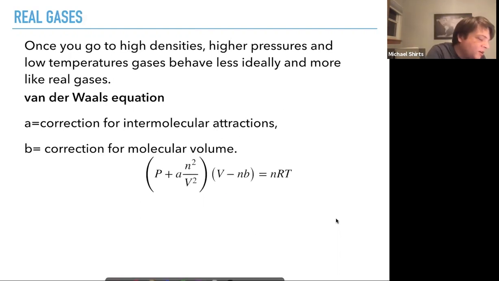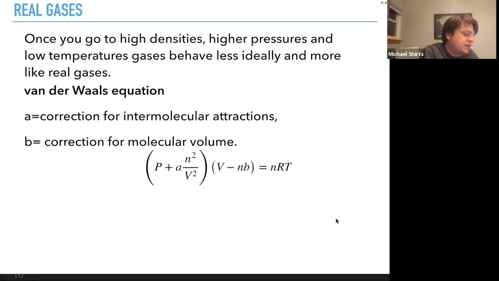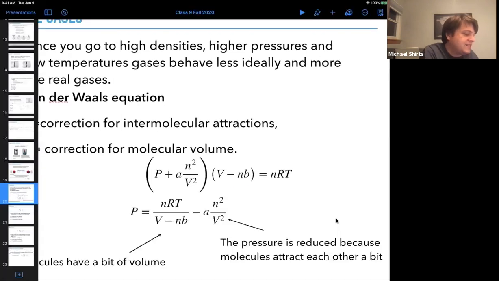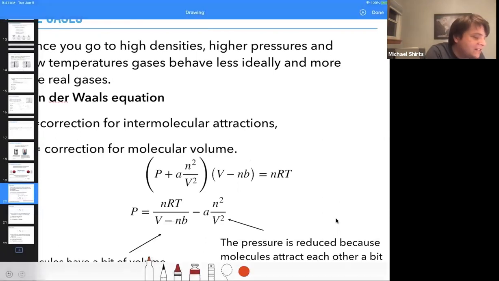Rather than using the exact volume of the container, it's an effective volume: the volume minus the volume that's taken up by the molecules themselves, which will be proportional to the number of molecules. And b has units of liters per mole.